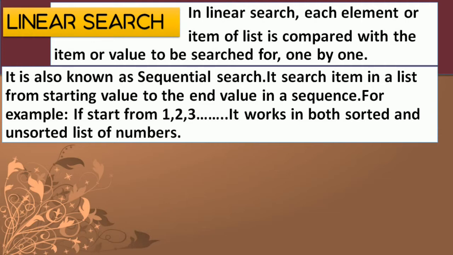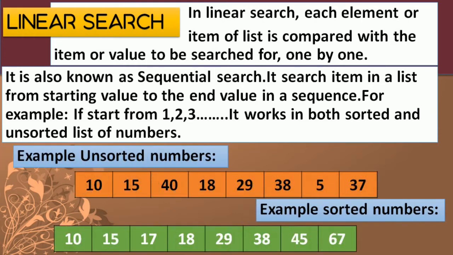For example, if it starts from 1, then it goes to 2, then 3, then 4, 5, 6, 7, like this. It works on both kinds of list, sorted or unsorted. These are unsorted numbers and these are sorted numbers. Let us understand the linear search with the help of one example.